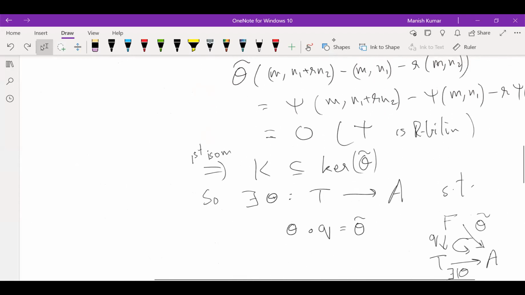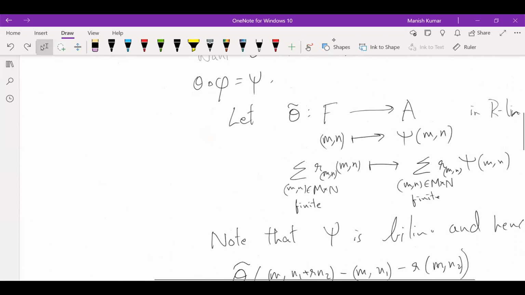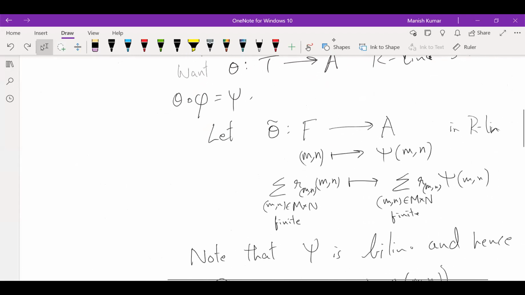Yeah. So where was I? Theta tilde. Okay, good. So this is how you define theta tilde. Now we want to construct a map from T to A, not from F. But T is a quotient of F.